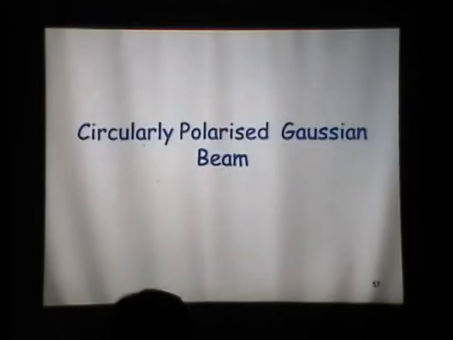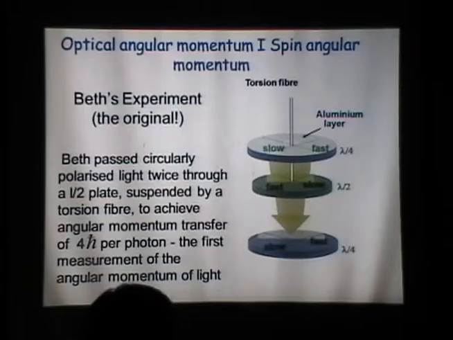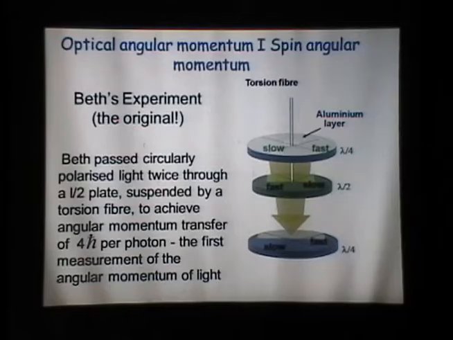Now the first thing we'll look at is spin angular momentum. The idea of being able to rotate things using spin angular momentum is really very old. It's 1939 or 36, I can't quite remember, when Beth did his original experiment. He had a torsion pendulum, this is how he did it.